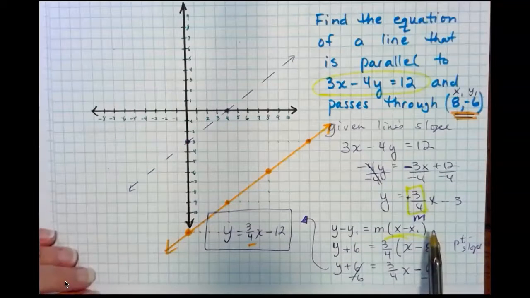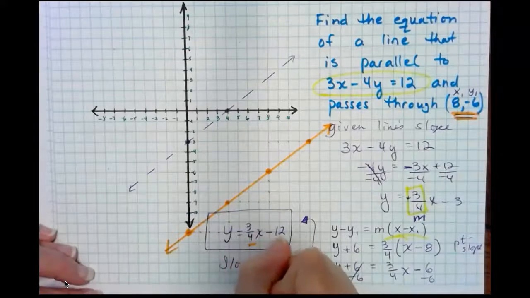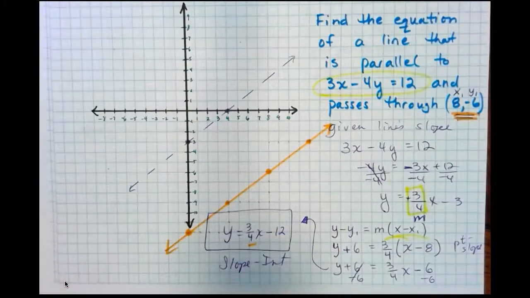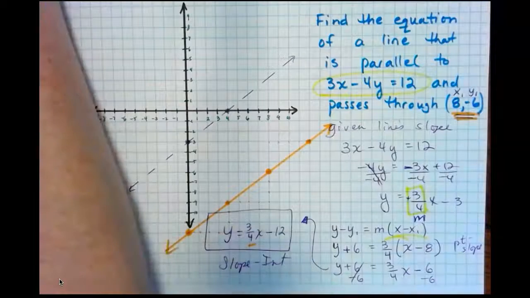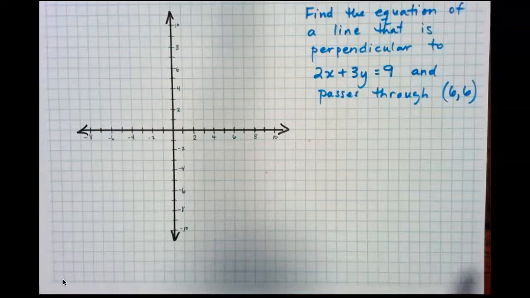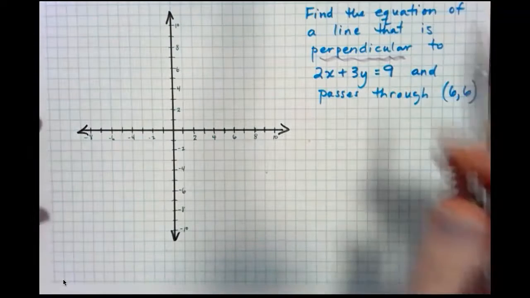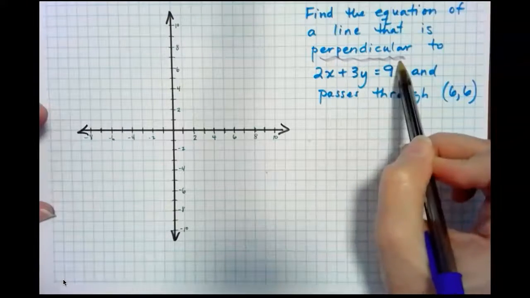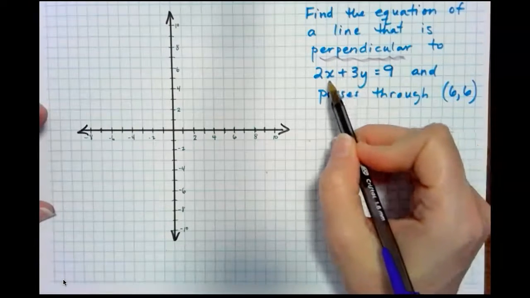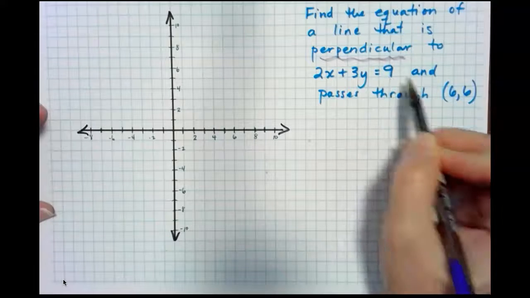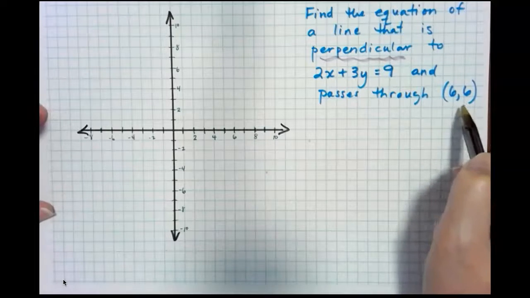First, we used the point slope form of the line, and then we solved it and put it in slope-intercept form. Similar type question, except we're changing one word. In this question, we are not going to be looking for a parallel line, but a perpendicular line. So find the equation of a line that is perpendicular to the given line 2x plus 3y equals 9 and passes through 6, 6.